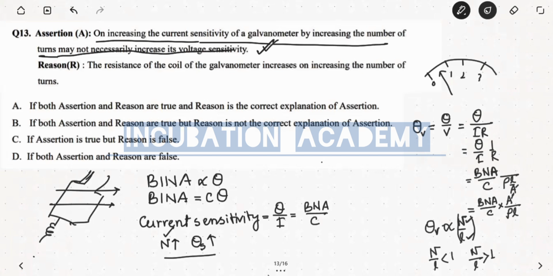The resistance of the coil of the galvanometer increases on increasing the number of turns. Perfect, we are saying this logically, so obviously the reason is also correct. Both assertion and reason are true here, and the reason is the correct explanation of the assertion. Here the reason explains why the assertion says it may not necessarily increase the voltage sensitivity. Thank you all of you.